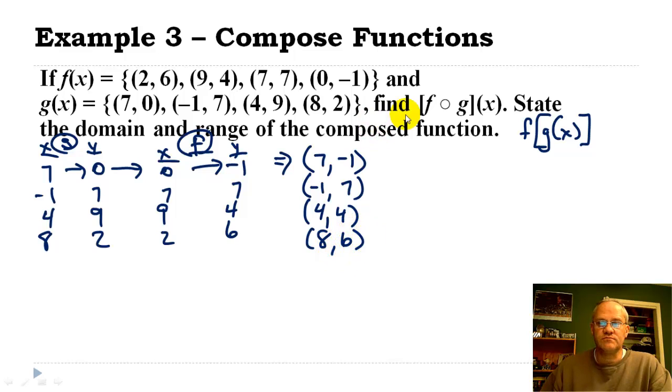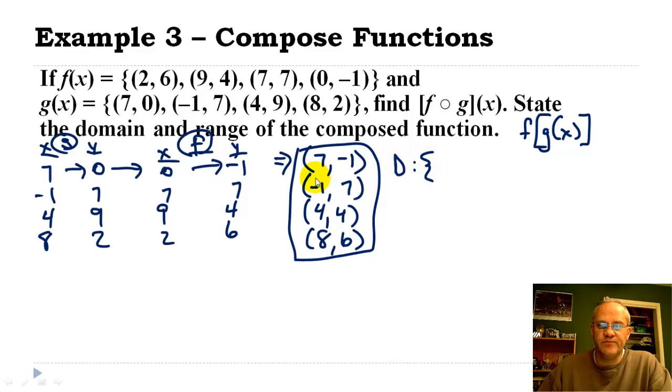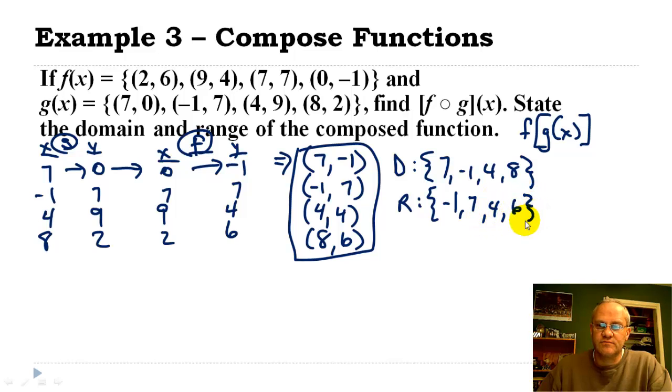And so f of g of x are all these points. And of course, remember the domain are the x values. So what's my domain here? 7, -1, 4, and 8. And the range would be all the y values: -1, 7, 4, and 6. That's a horrible squiggly bracket. Your domain and range. Okay?